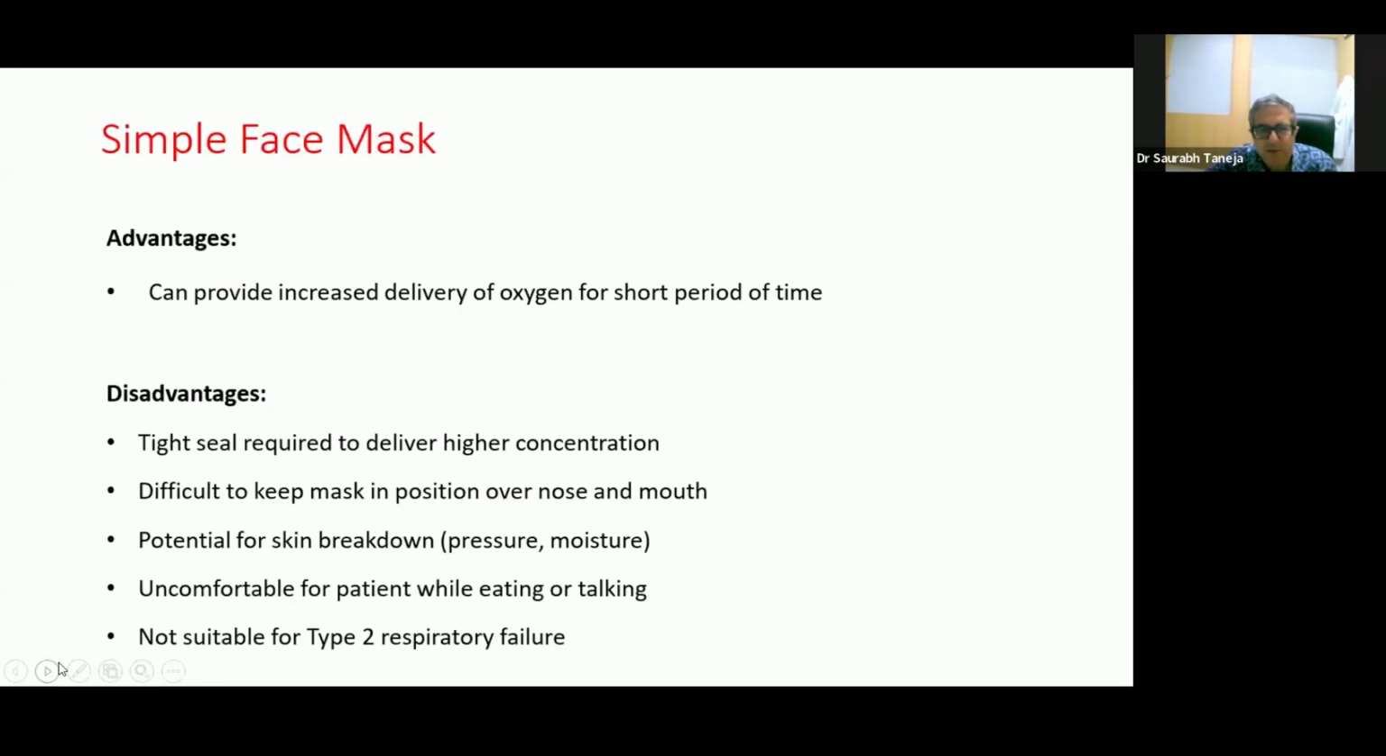What is the advantage of a simple face mask? With the nasal cannula, we give a maximum of around 44%. Here we can give up to 60%. Only when we put on a tight seal will a higher concentration be delivered with higher flows. It is not suitable for type 2 respiratory failure, and it's uncomfortable for the patient while eating or talking. When you put on a tight nasal bridge, there are chances of skin breakdown at the nasal bridge. Next.